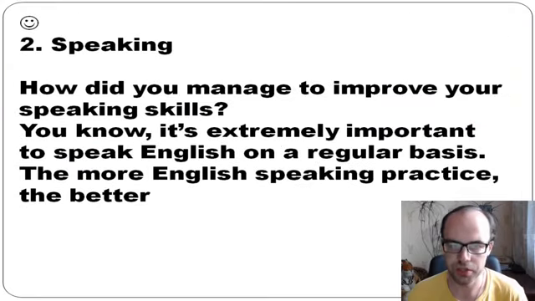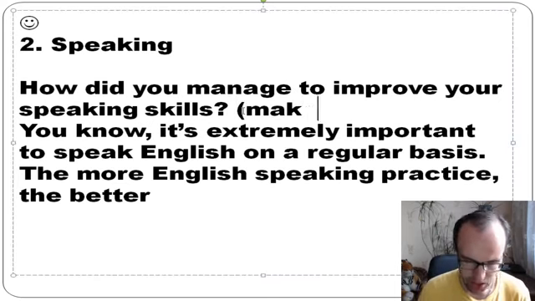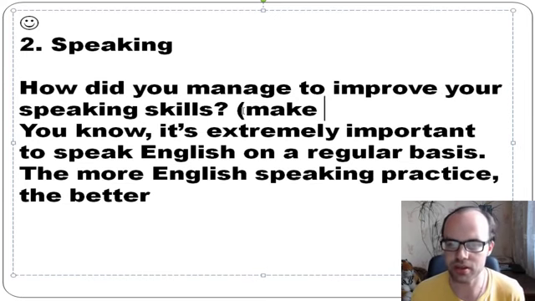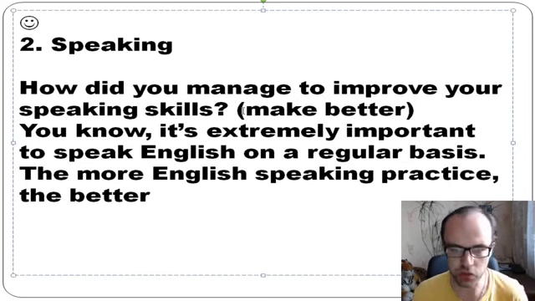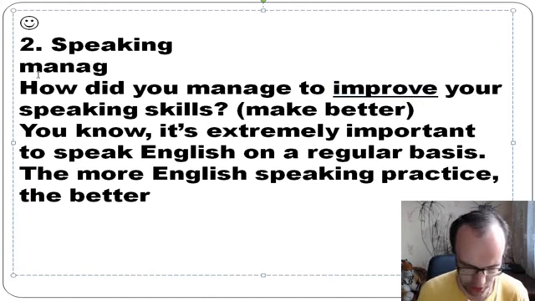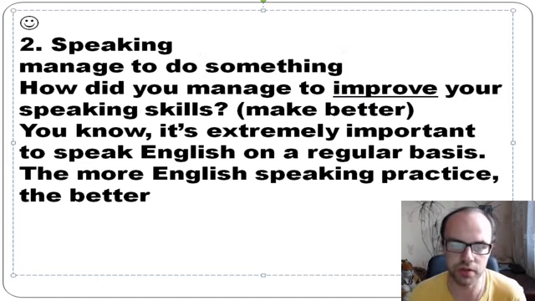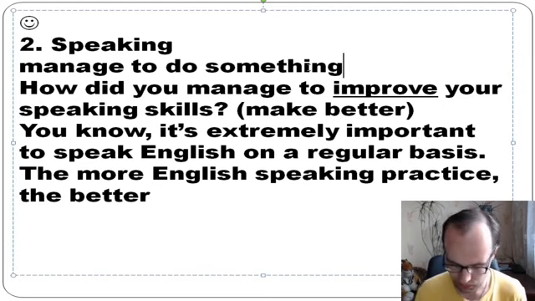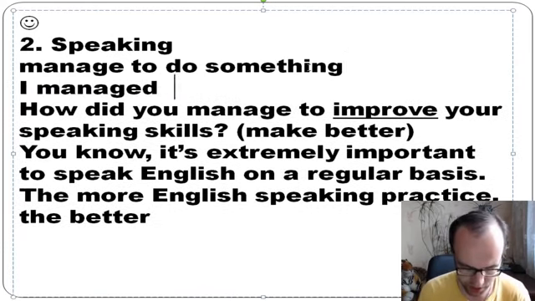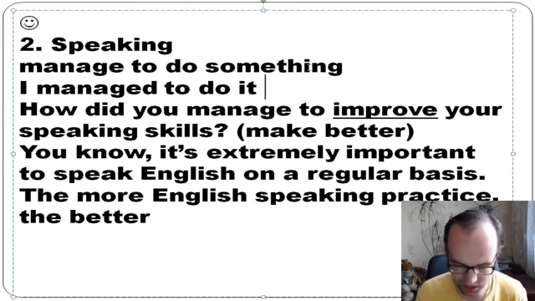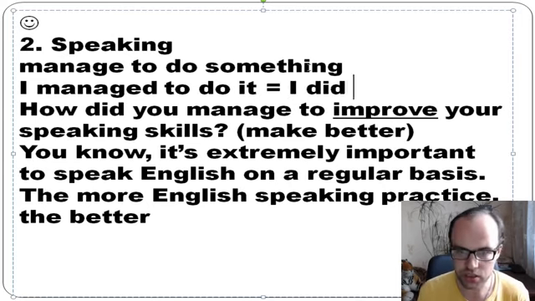Well, next, speaking. How did you manage to improve your speaking skills? So, improve means make it better. So, how did you manage to make your speaking skills better? Okay, improve. And you also need to know the structure, manage to do something, okay? So I'll write it down for you. Manage to do something. It's very important for intermediate students. If I say I managed to do it, it means that I did it, although it was difficult.